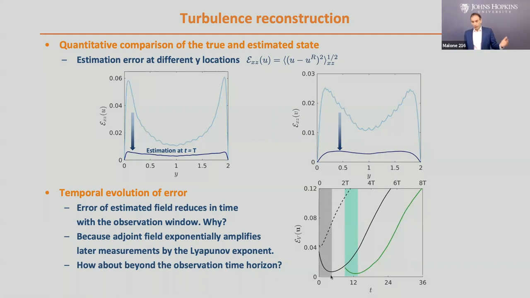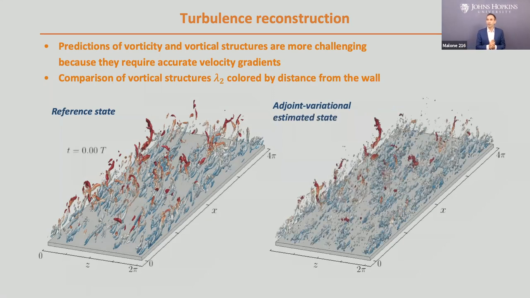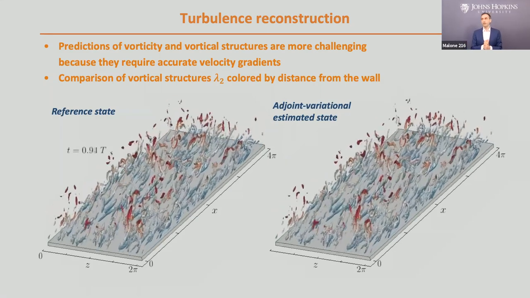Okay. How well do we do, not just in terms of velocity, how well do we do in terms of vorticity and vortical structures? So if you look at the vortical structure, these are lambda two of the true flow. And if you just take your observations and you compute your vortical structures, this is what you would get just from the observations that are really coarse grained. If you use our 4D-Var to predict the initial condition, you get a much richer, a bit noisy representation of the flow structure at the initial time. But once again, as you march, this initial noise disappears and you're reproducing the flow structures that are in the flow accurately.